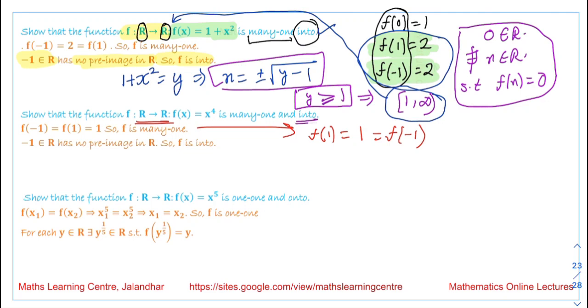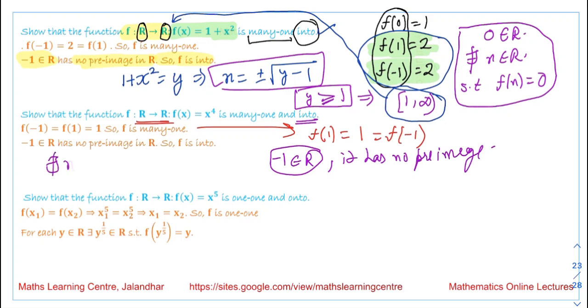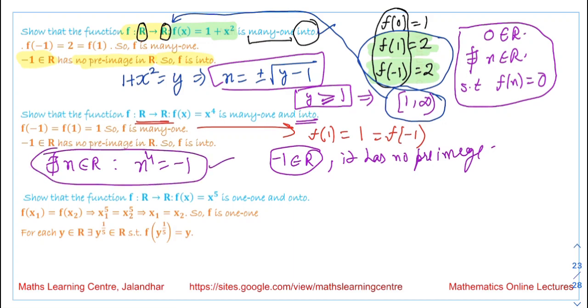Next we have to prove that it is an into function. So we are talking about an element, say -1 belongs to R. We are saying it has no pre-image. That is, there does not exist any x in R such that x raised to power 4 is equal to -1. So we are saying this function is not an onto function, so it is an into function.